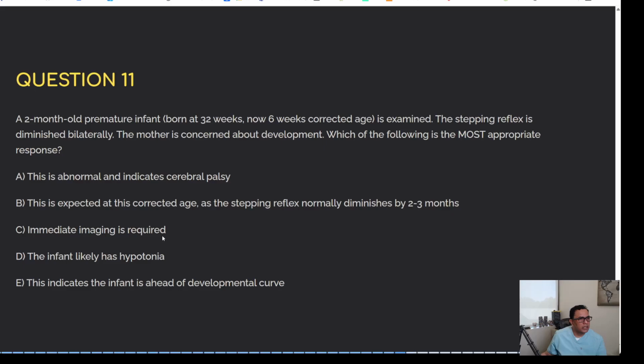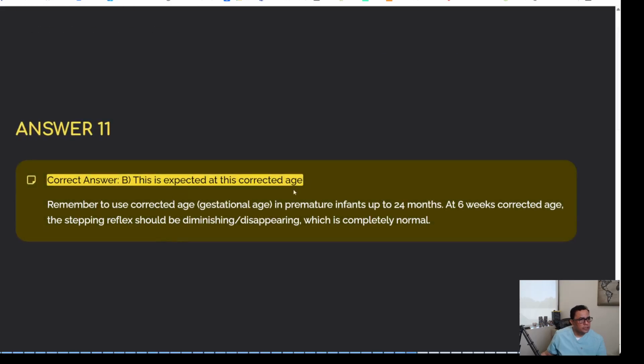I have to look at the answer. This is expected. So remember to use corrected age, gestational age, if the patient is premature, up to 12 months. At 6 weeks corrected age, this should be diminishing and disappearing. Because this is a premature infant, you want to correct the age. And at 6 weeks corrected age, the stepping reflex should be diminished.